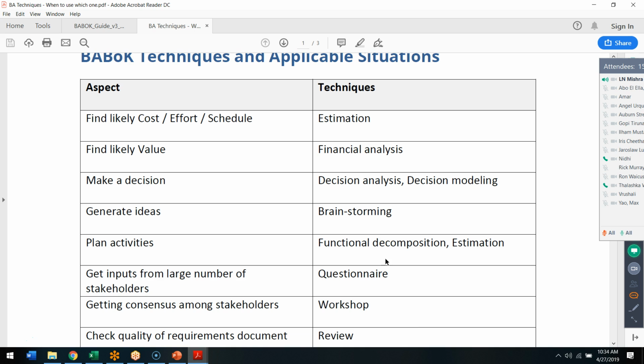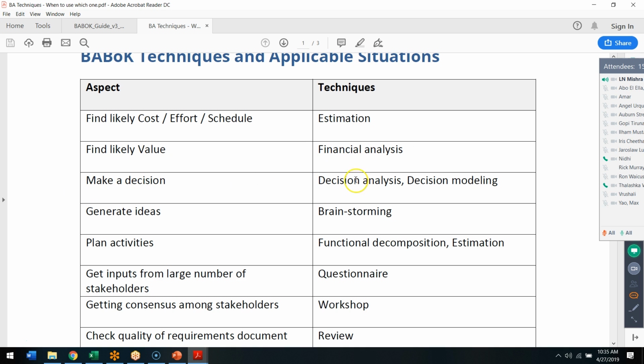This can be very helpful for choosing the right technique. First, if you are trying to find cost, effort, or schedule, use estimation techniques. Within estimation techniques, there are different scenarios. I will talk about it. If you want to find a likely value for a project, look at financial analysis.